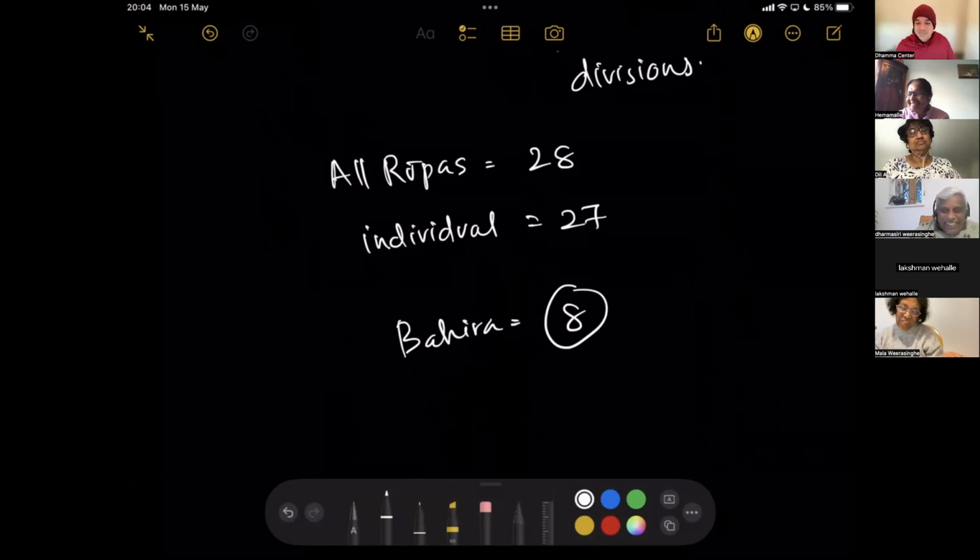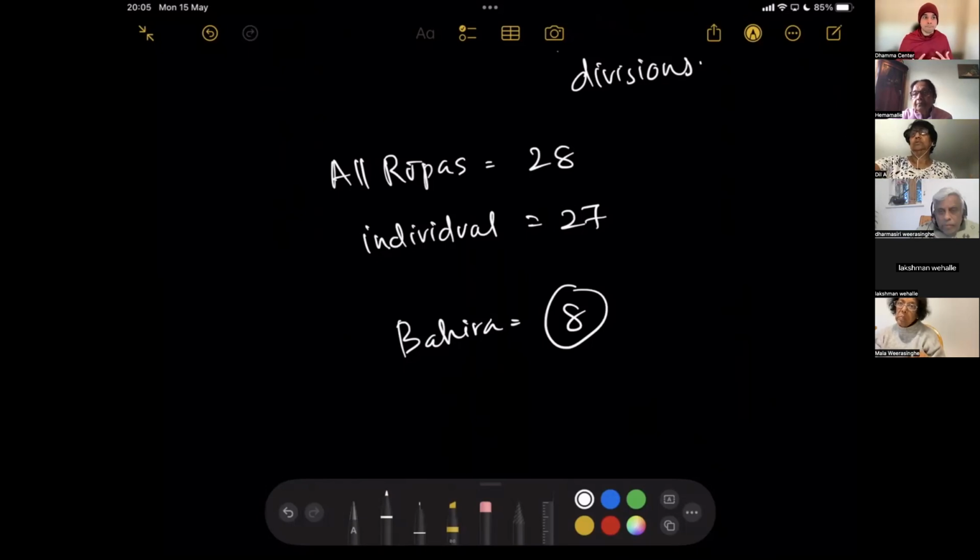Now, out of the 28 Rupas, speaking as an animate individual with organic matter, of external, that means when I look at the outside world, how many Rupas exist in the outside world? 8. All the rest we find here.